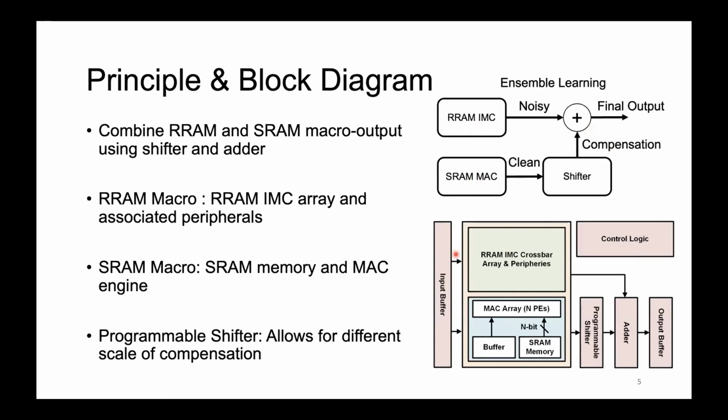The figure at the bottom right shows you the overall block diagram of the architecture. It consists of an RRAM macro, which has an RRAM IMC array and its associated peripheral circuits, an SRAM macro, which has a MAC array, a buffer, and an SRAM memory, and a programmable shifter, which allows for different scales of compensation for the RRAM output. We also have a control logic, an input-output buffer, and an adder.